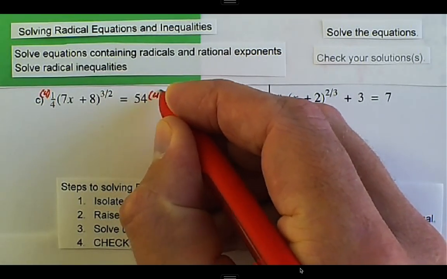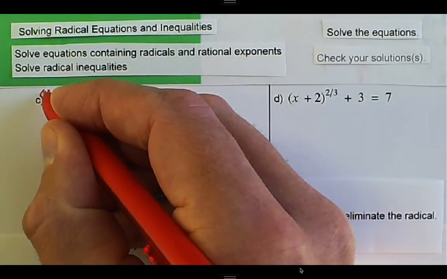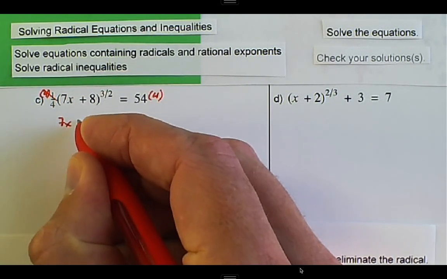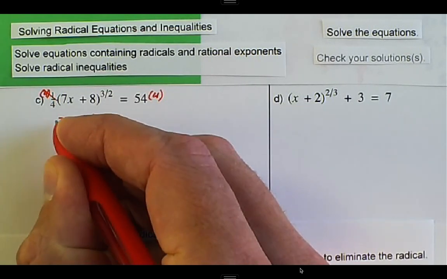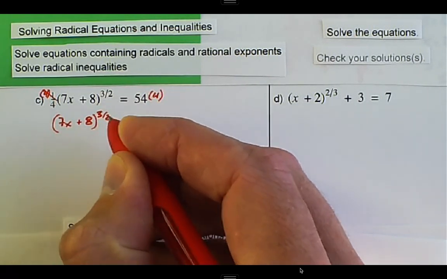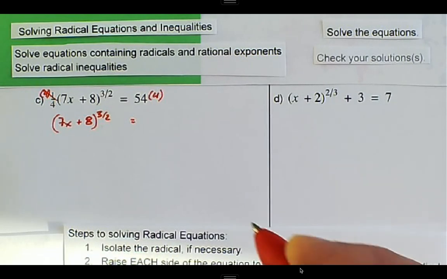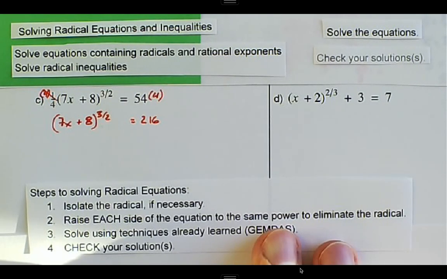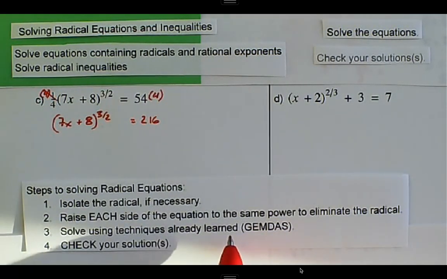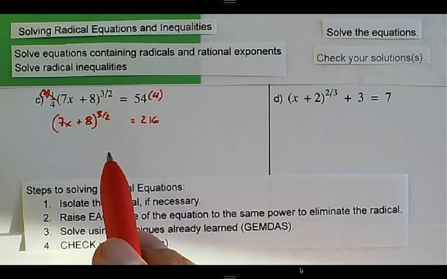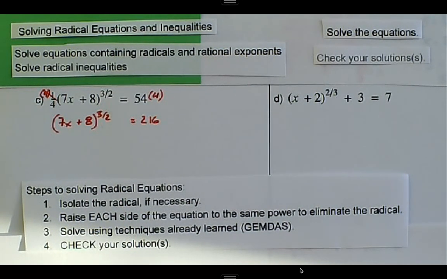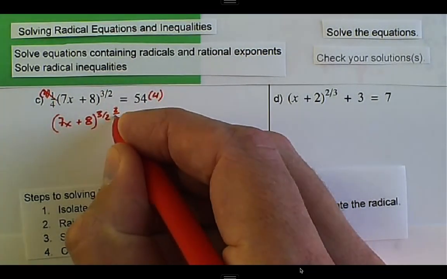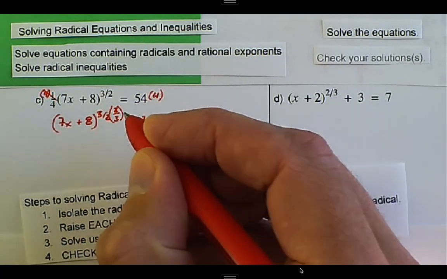that fraction. So our 4 cancels the 1/4, and we're left with 7x plus 8 raised to the 3/2 power, and that is equal to 216. So now we have to raise each side of the equation to the same power. In this case, we have 3/2 that we're trying to cancel. So what we're going to raise it to is the 2/3. Each side is going to be raised to the 2/3 power.